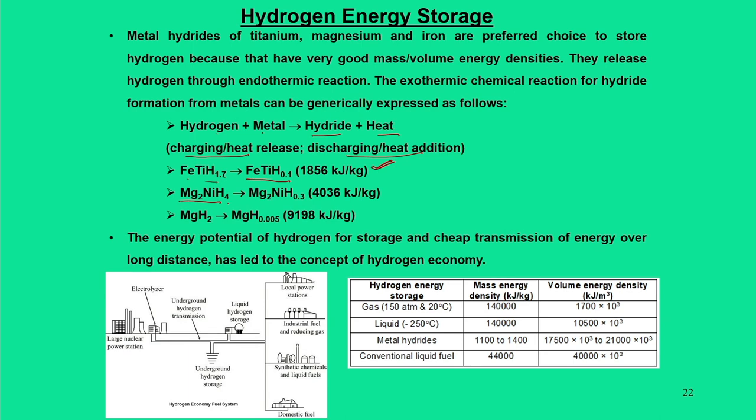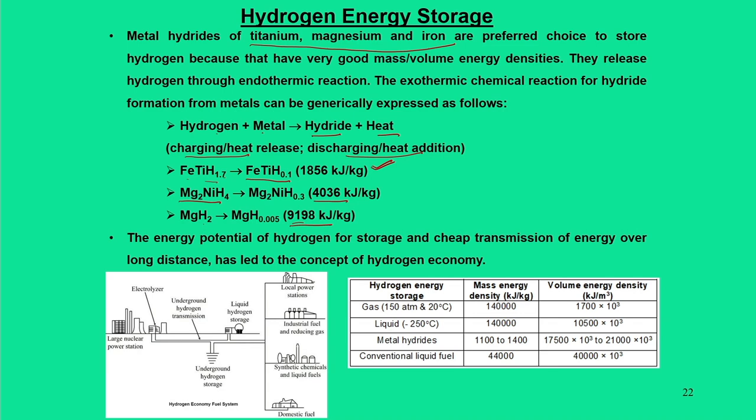Another kind of material is magnesium. Through this hydride process, magnesium systems can give us 4036 kilojoule per kg of energy. The third choice is magnesium hydrogen, which can have 9198 kilojoule per kg of energy. So, what I am trying to say is that the choice of metal hydrides in titanium, magnesium and iron has a definite scope as metal hydride based storage systems.